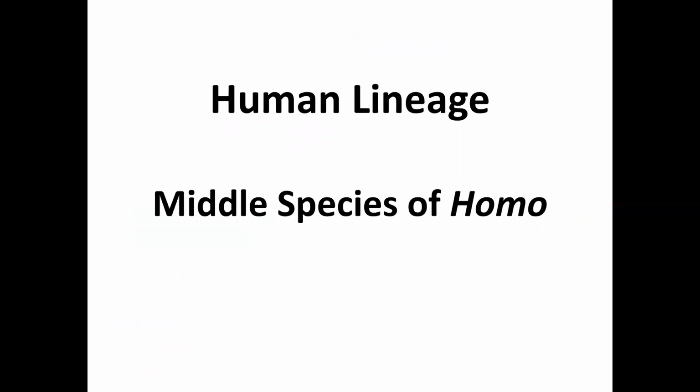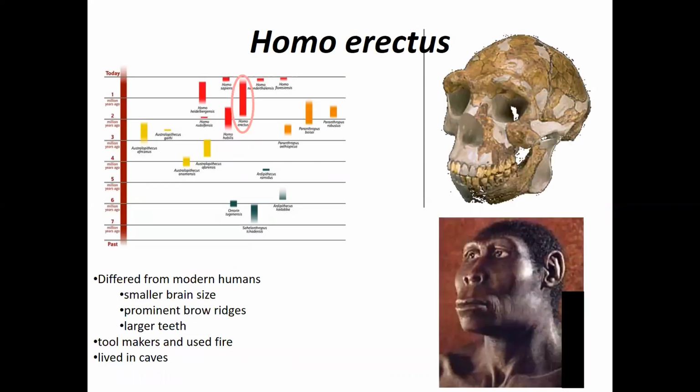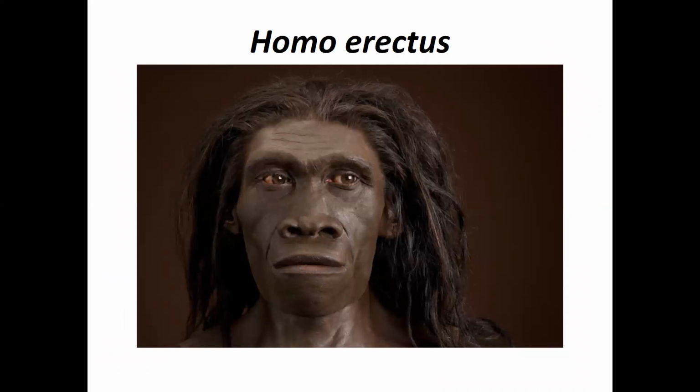So then we have the middle species of Homos, Homo erectus. It differed from modern humans. It still had a smaller brain size than modern humans. It still had that prominent brow ridge and larger teeth than modern humans. They were tool makers and used fire, and they lived in caves. Here is a picture of an interpretation of what Homo erectus may have looked like.